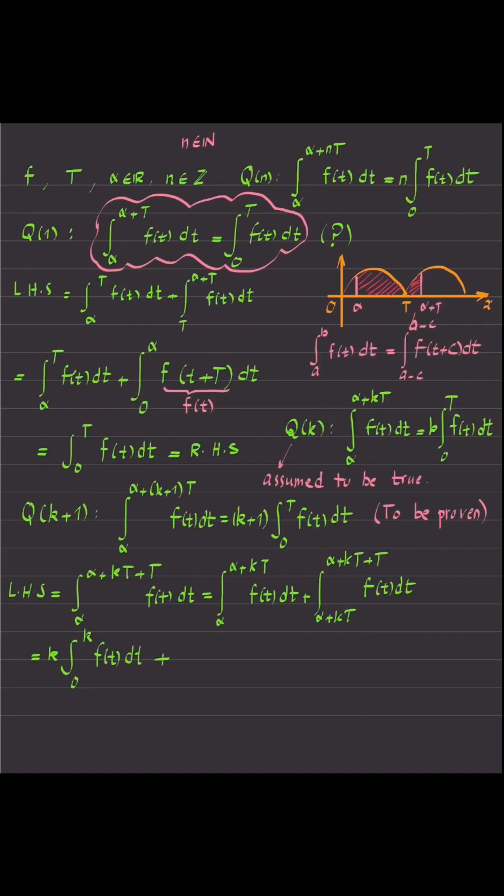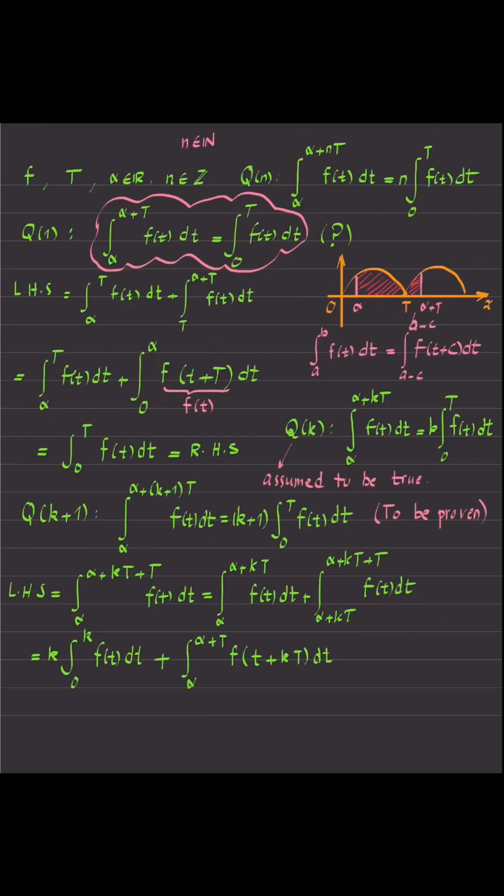But plus, for the second one, I want to use this idea again, this formula. So what I will do, I will subtract kT from the lower limit and from the upper limit, but the price is that this t should be replaced with t plus kT. So let me do that. So this becomes integral from alpha to alpha plus T of f of t plus kT dt.